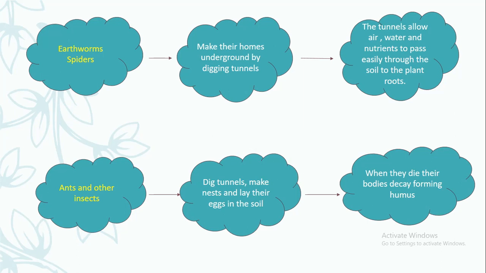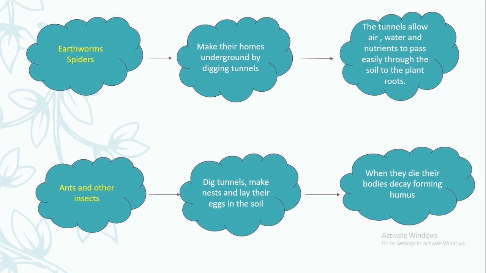Living organisms in the topsoil layer: earthworms and spiders, ants, and some insects. Let's start with earthworms and spiders. Earthworms and spiders make their homes in the soil by digging tunnels. These tunnels are very important. Why? Because they allow air, water, and nutrients to pass easily in the soil to the plant.